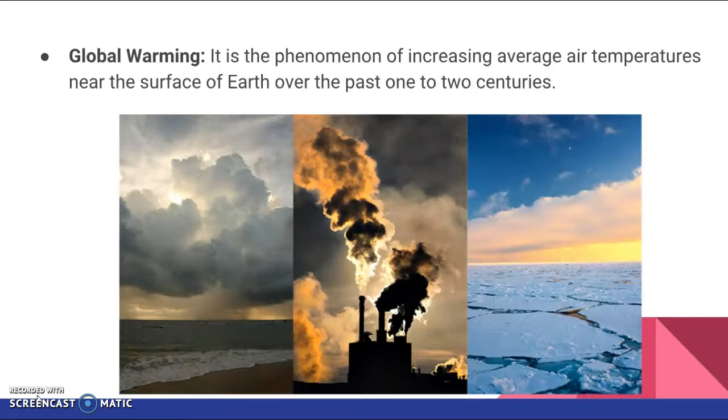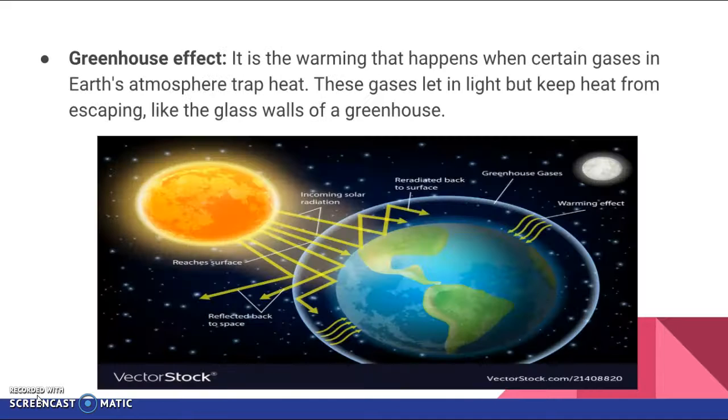Global warming. It is a phenomenon of increasing average air temperatures near the surface of Earth over the past 1 to 2 centuries. Greenhouse effect. It is the warming that happens when certain gases in Earth's atmosphere trap heat. These gases let in light but keep heat from escaping, like the glass walls of a greenhouse.